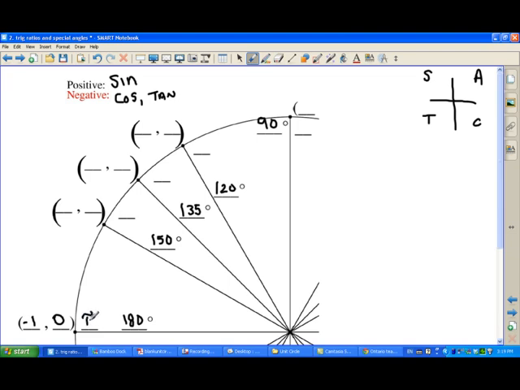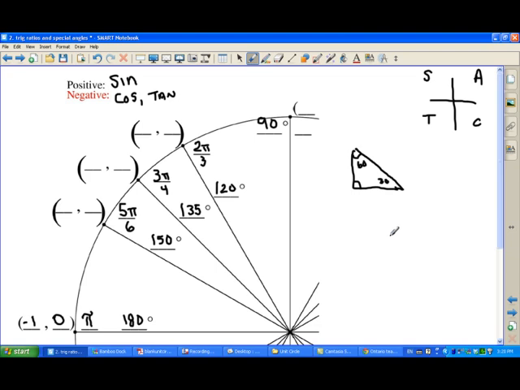Converting this to radians, 180 degrees is pi. And then we have 3 pi over 4 is equivalent to 135. 5 pi over 6 is equivalent to 150. And 2 pi over 3 is equivalent to 120.